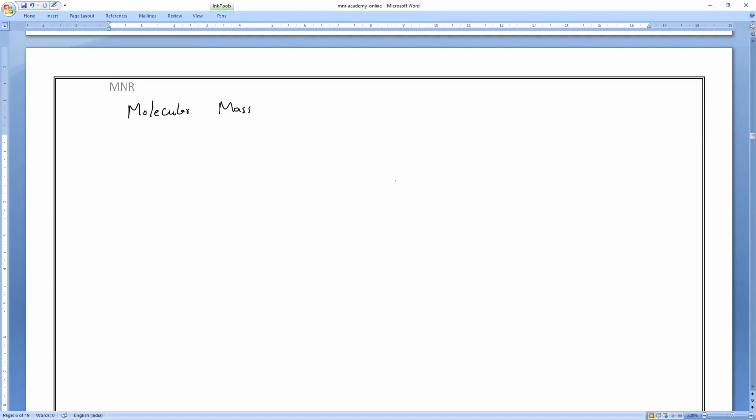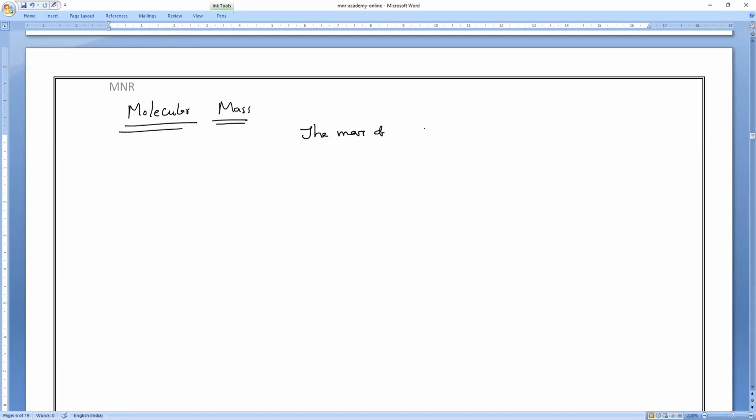Yes or no? Molecule of an element and molecule of a compound. So both masses we can calculate, either it is a molecule of a compound or a molecule of an element, doesn't matter. Molecular mass. So what is molecular mass? Let us see, write it everybody. The mass of one molecule of any substance.